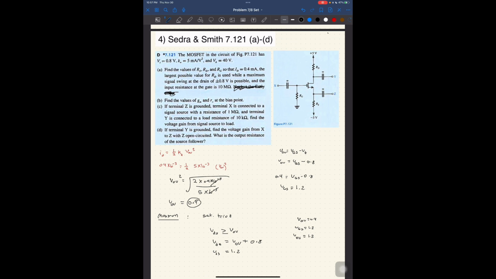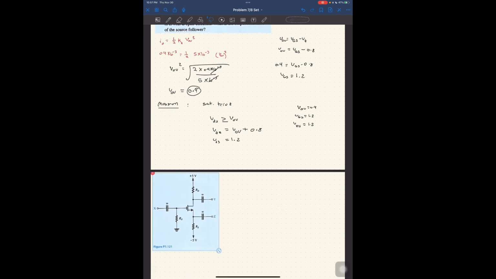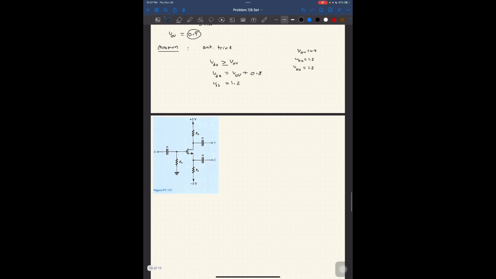In this scenario, I'm just going to draw a normal sort of DC model. Implying what? Implying that this becomes open, so I ignore this. This is open, this is open. So I simply have RG, nothing but RS, RD. Agreed? We are in agreement, right?